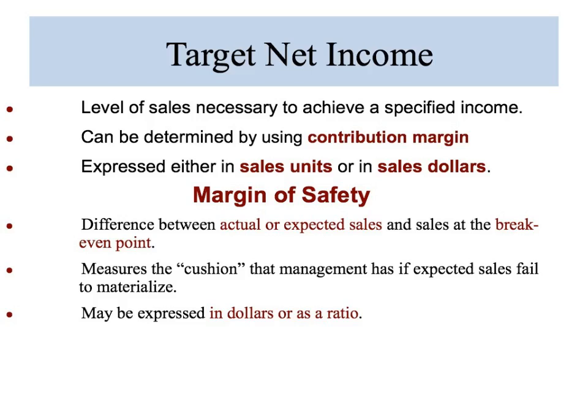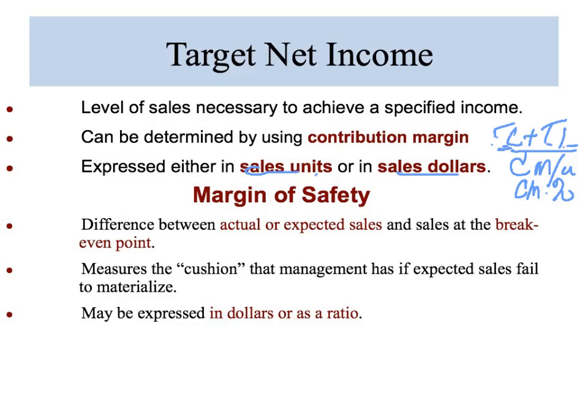Well, two more things. Target net income. Instead of just doing a break-even, all we have to do is take the fixed cost plus the target net income and divide it through by the contribution margin per unit, or contribution margin percentage. And that will give us either sales units or sales dollars. If I use contribution margin per unit, I get my answer in units. If I use percentage, I get my answer in dollars. And that will tell me how much I have to sell, not only to cover my fixed costs, but give me a targeted net income.